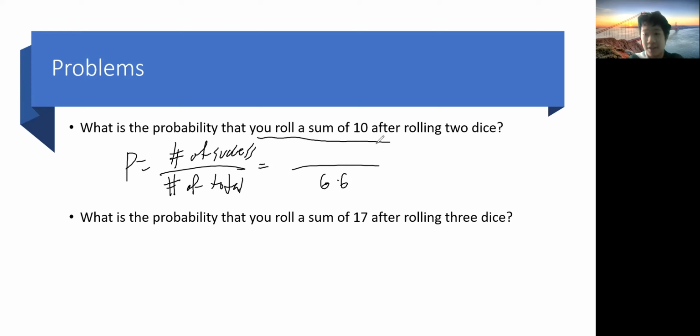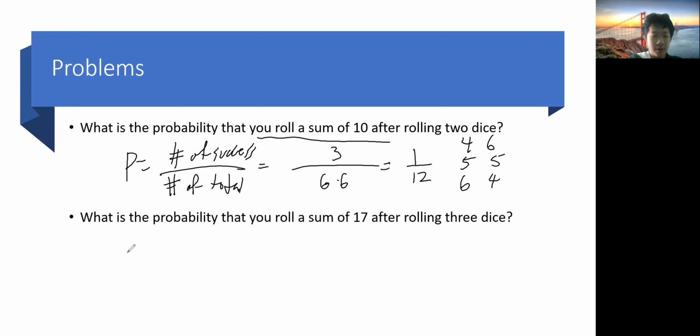What about number of successes? How many ways can I roll a sum of 10 with 2 dice? Well, I can have 4 and then 6. I could roll a 5 and a 5. Or I could roll a 6 and a 4. Okay? So I have these 3 possibilities, which means I literally just count them. 1, 2, 3. 3 out of 36, which is 1/12.